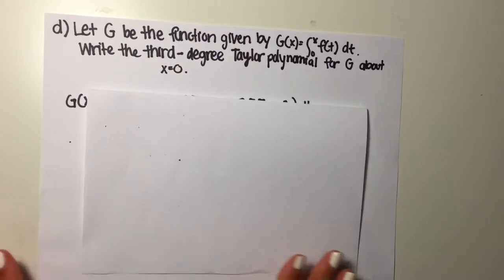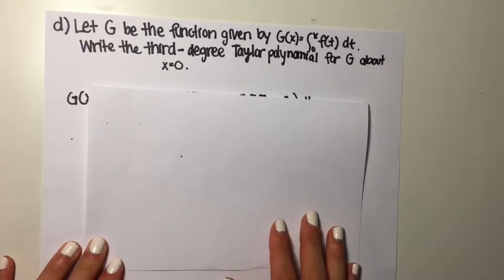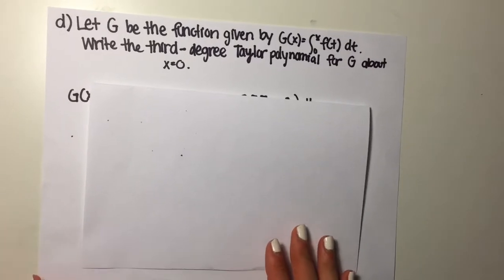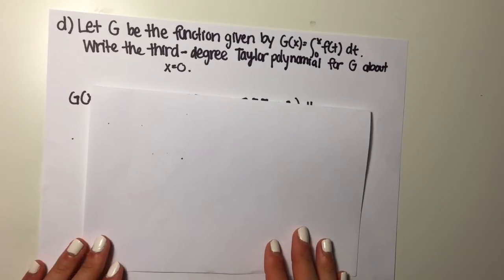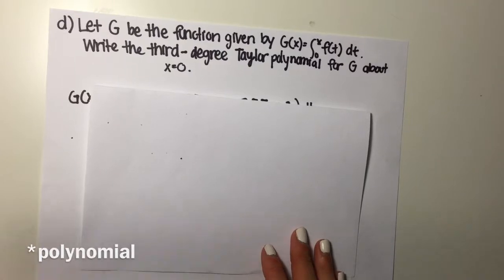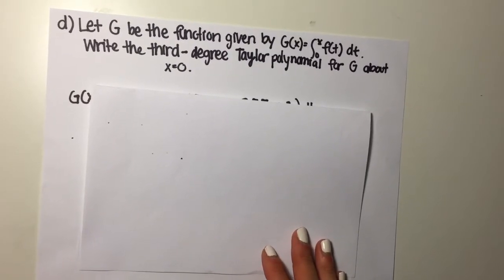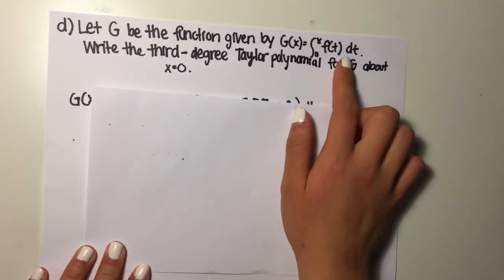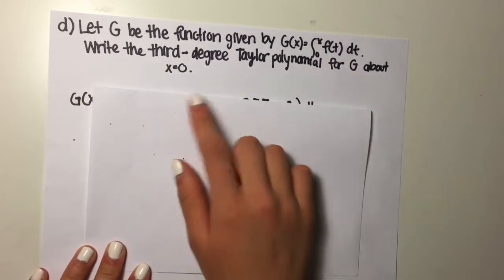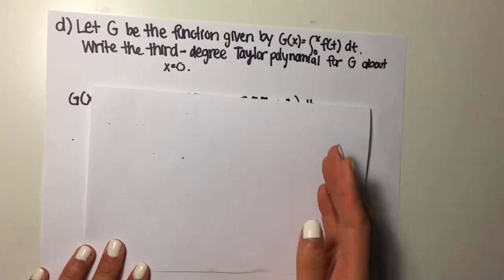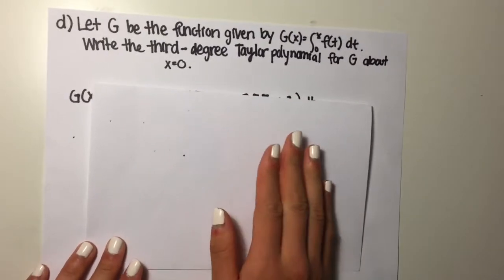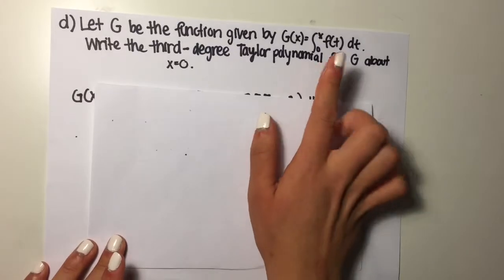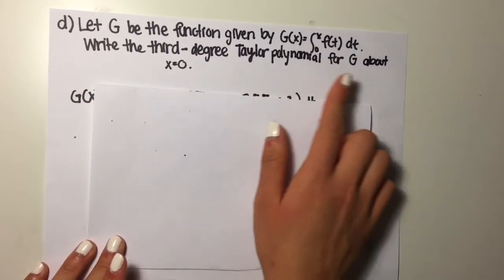And so the first thing we have to notice is that it's asking for the third degree Taylor polynomial for g. And so we know that when we integrate a function, what we get after that is always going to be a degree higher than the highest degree in the function. And so that means that when we use values for f of t, we have to use the second degree Taylor polynomial instead of the third, because if we integrated the third degree Taylor polynomial for f of t, that's going to give us the fourth degree Taylor polynomial for g.